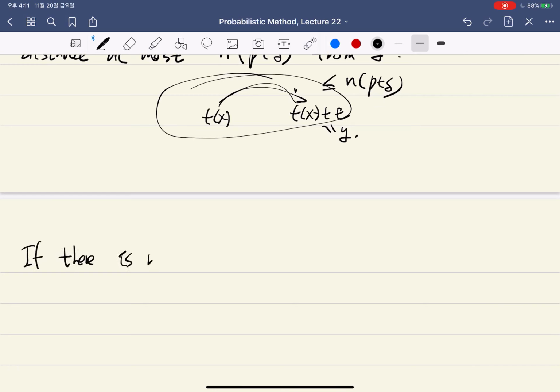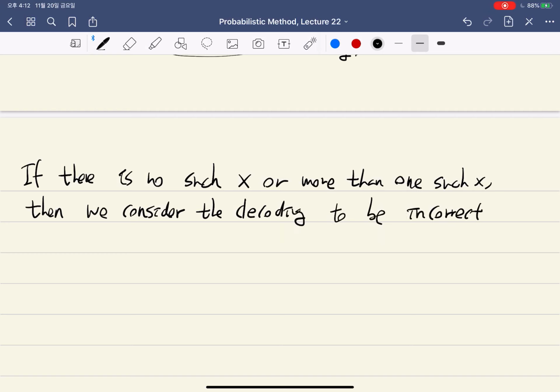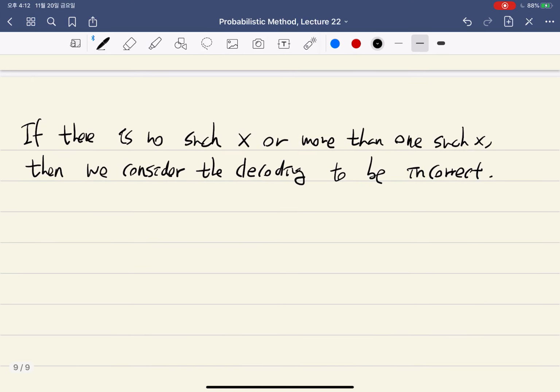If there is no such unique x, or more than one such choice, then we consider the decoding to be incorrect. Or equivalently, you can just assign any number, but this way is easier to analyze.